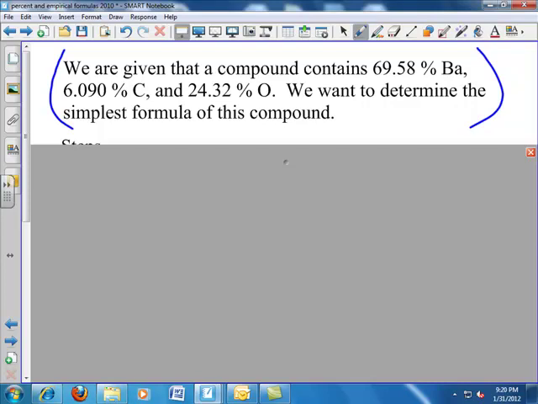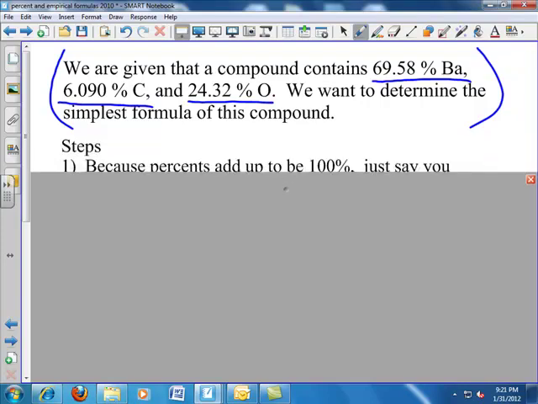So notice I have these percents. That's kind of why we did percent composition in the last example. So I have 69% of this compound is barium, 6% is carbon, 24% is oxygen. And what we want to do is, from that, determine the simplest formula.